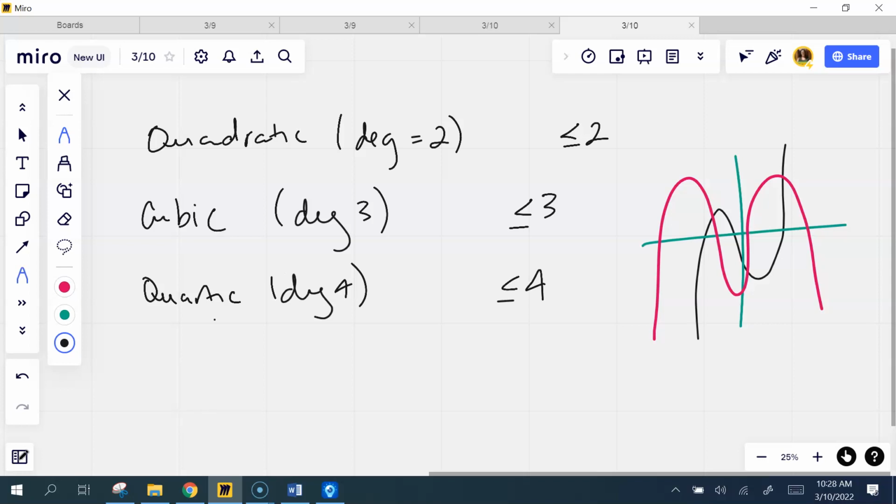Well, then it makes sense that an even degree polynomial has an even number of zeros and an odd degree has an odd number of zeros, right?